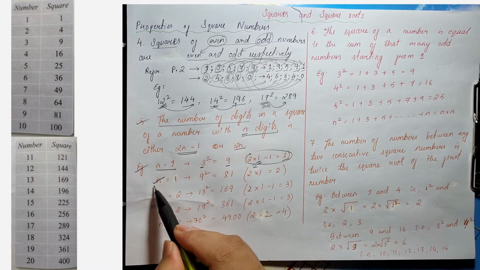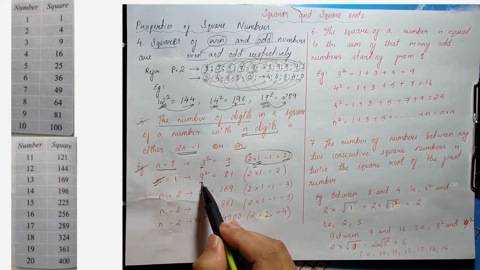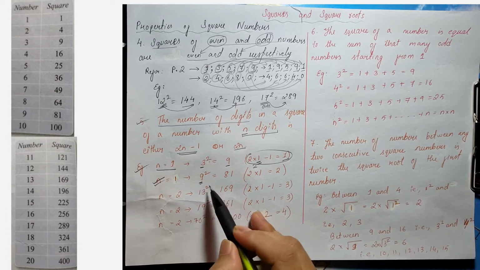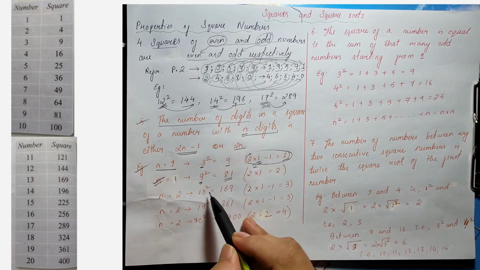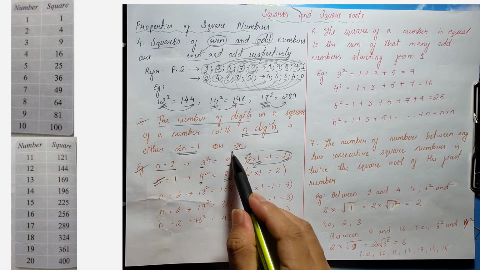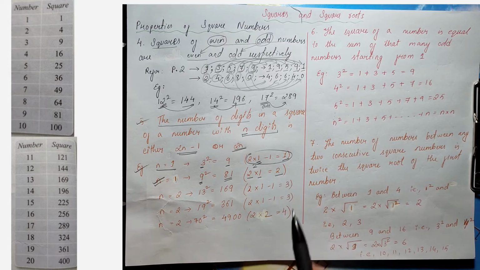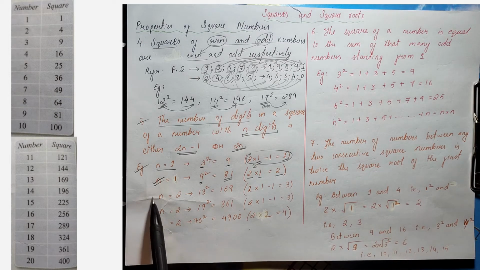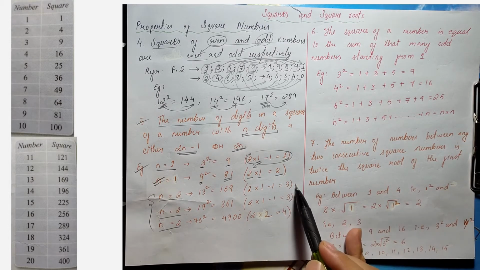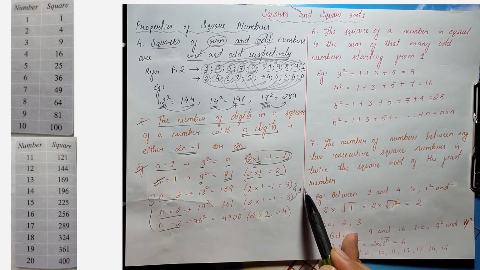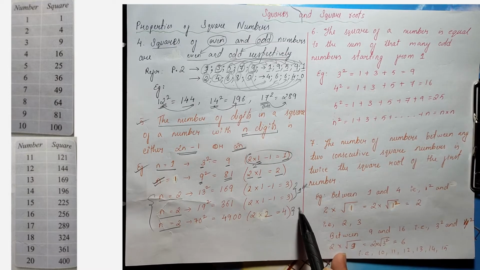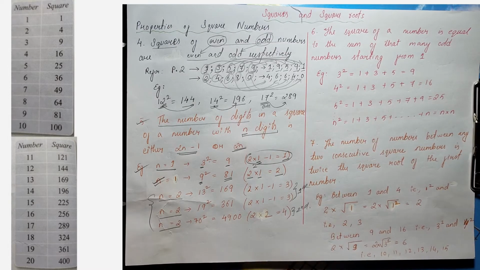Similarly, if n is 1, let's say 9 square. Now 9 square is 81. So it follows the second formula, that is 2 into 1 is equal to 2. You can pause the video and check for these substitutions. n equals 2, n equals 2, and n equals 2. These two follow the first formula, and this one follows the second one.